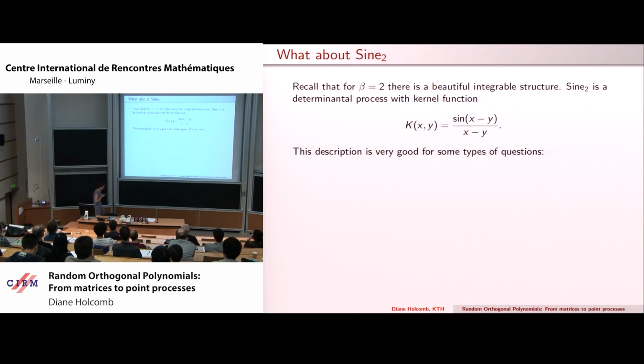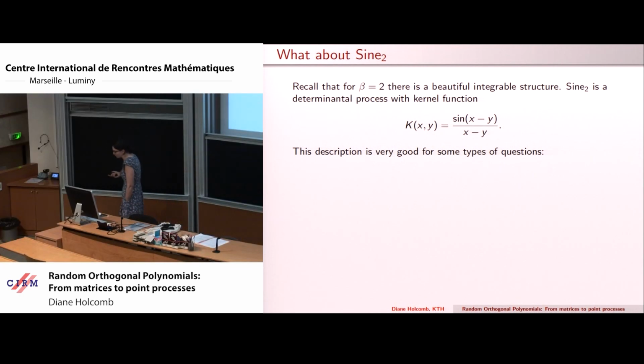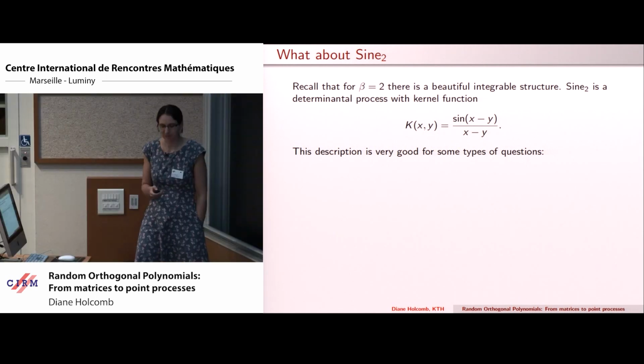So you might ask, okay, well, you've done this and you have sine beta, and congratulations, you can now do this for all values of beta, but is this really of any use for me? I care about beta equals 2. And I would like to convince you that it does matter.